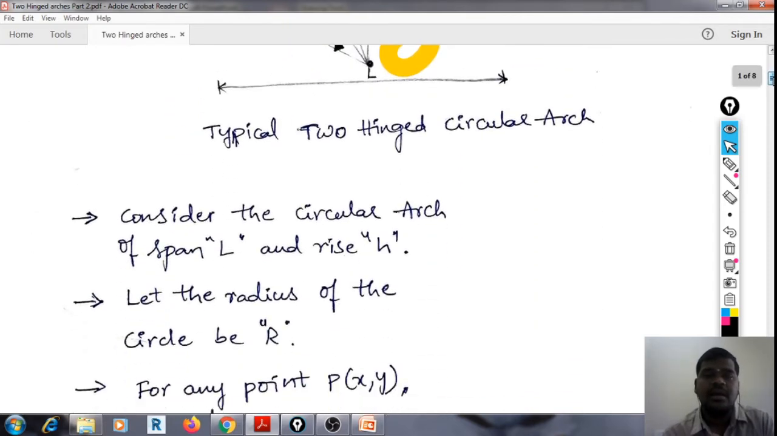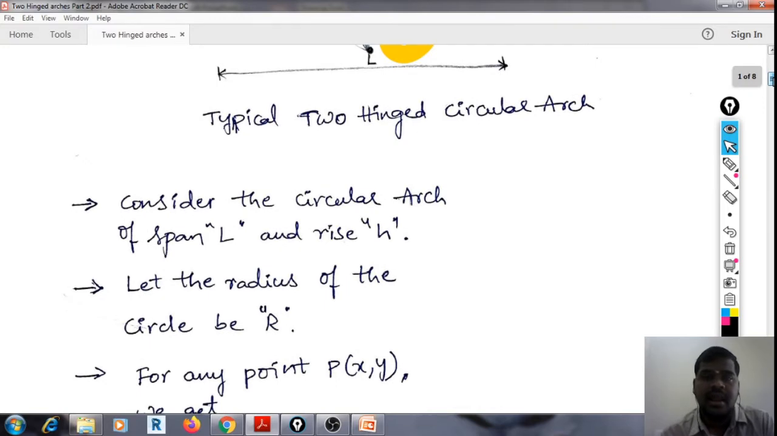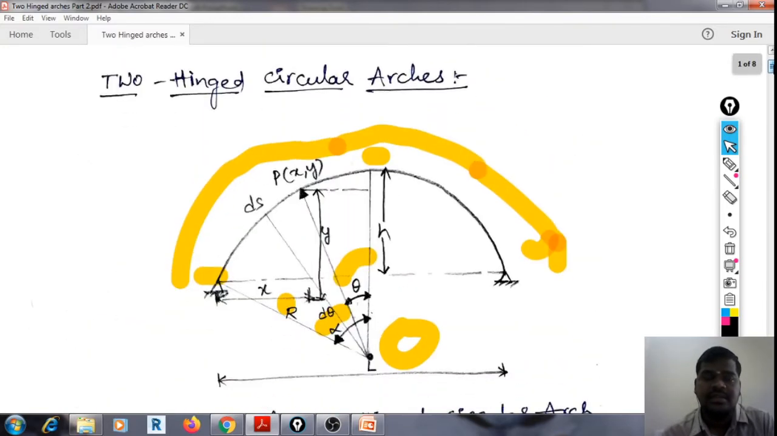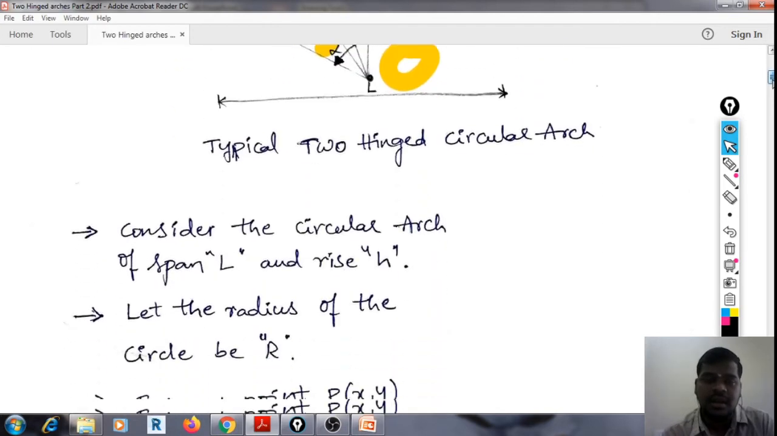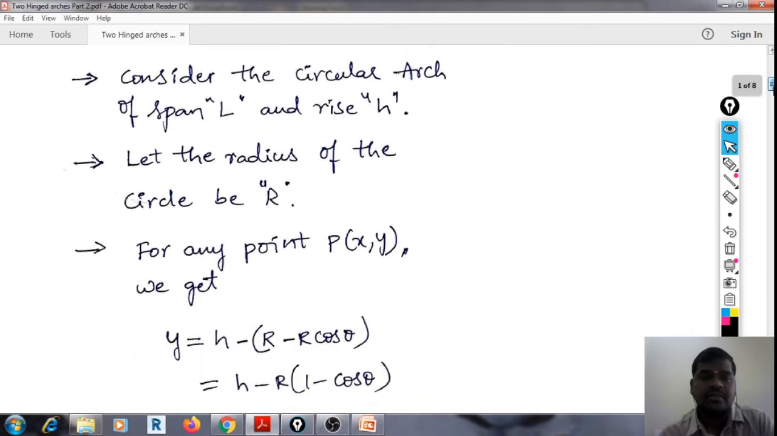So considering the circular arch of span L and rise h. So what is rise? It is the distance between the line of the springings and the topmost part of the arch, that is called as crown. From that to the bottom of the springings, that is called as rise. This all we have studied in structural analysis 1 only. So let the radius of the circle be r.